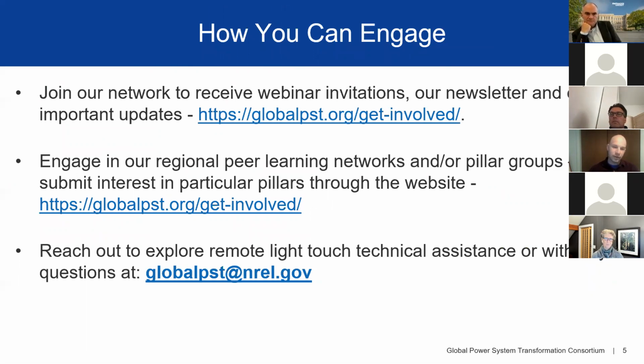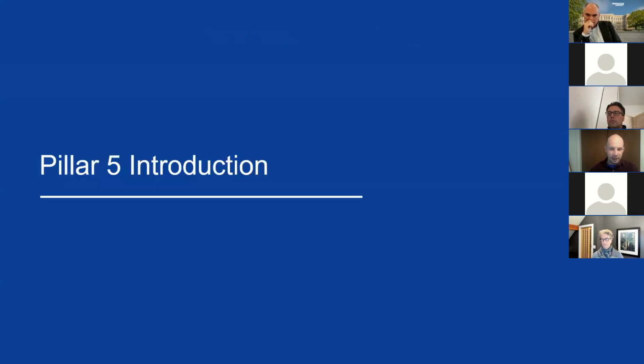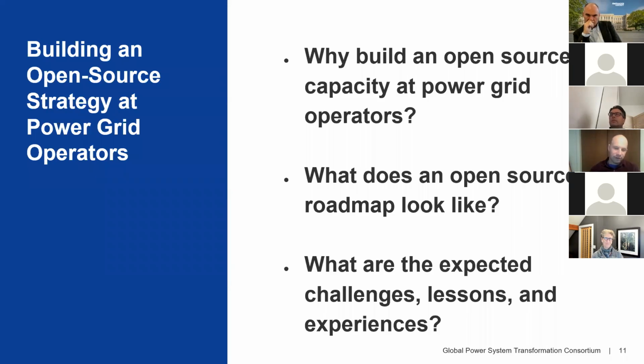So first, how you can engage with G-PST. We have a number of ways of getting involved. You can be on our mailing list to receive webinar invitations. You can engage in these sort of activities where we have webinars, but you can also request assistance in a few ways by emailing the Global PST. You can also, if you're really interested, join our pillar 5 working group, where we have a group that meets bi-monthly to discuss these activities and discuss tools that would be most useful and webinars that would be informative.